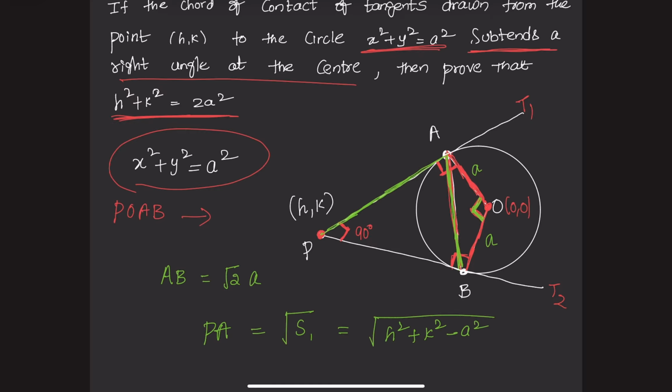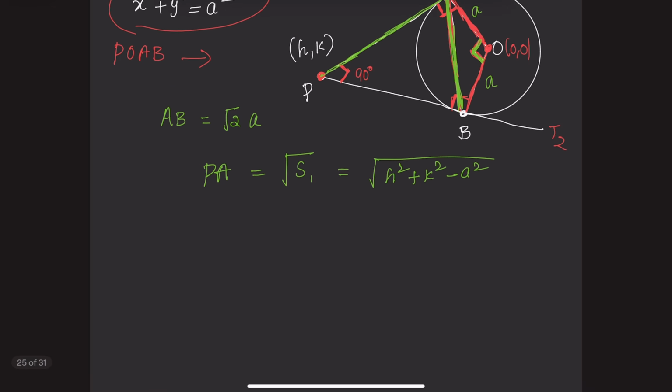All right. But since this length is root 2 a, and this is a right angle triangle, and these two lengths are equal because they are the tangents drawn from the external point, so this length and this length will be equal, and this is root 2 a. So this is the hypotenuse of triangle PAB. Therefore, if this is root 2 a, this should be a. So by that logic, PA is equal to a.